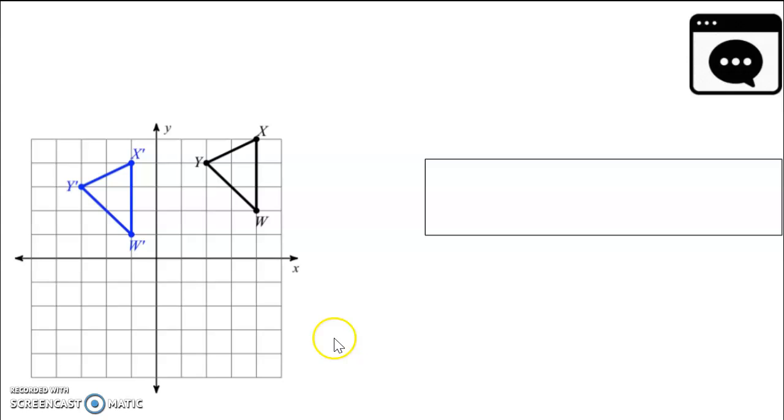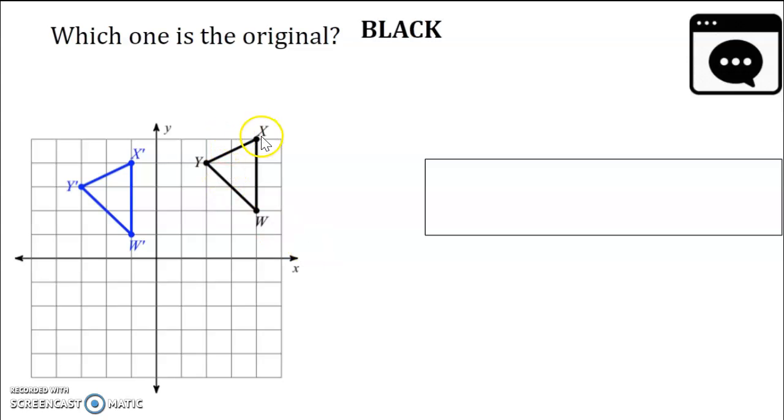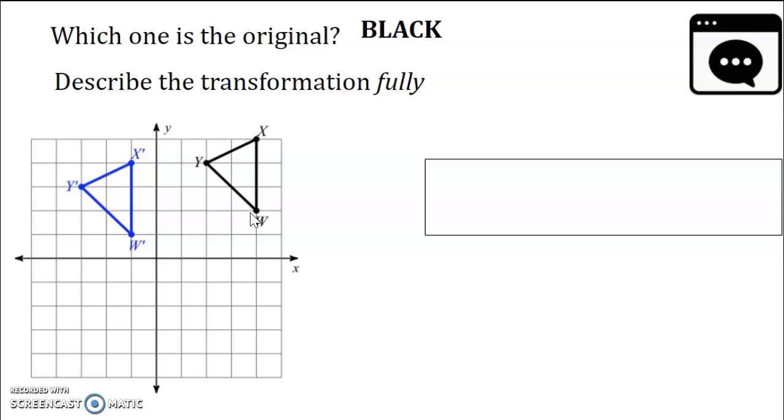Okay, so which one's the original? Is it the black triangle or the blue triangle? It's the black triangle because it doesn't have the prime notation. The blue one does, X prime, Y prime, W prime. Okay, describe the transformation fully.